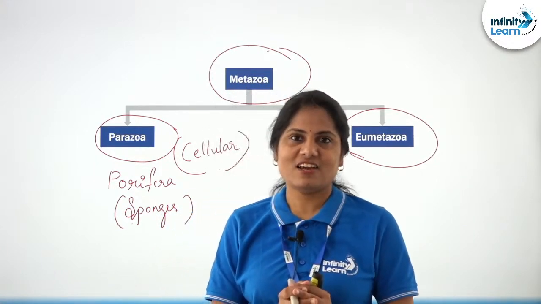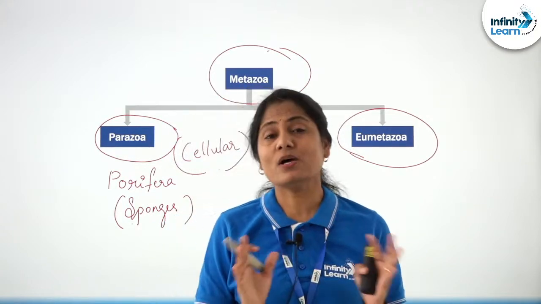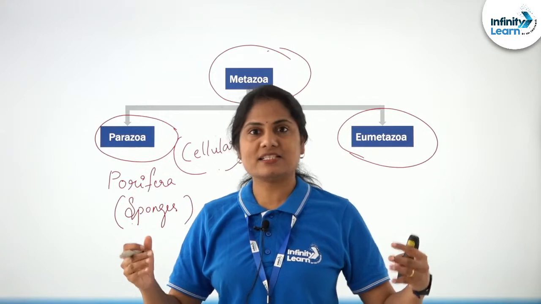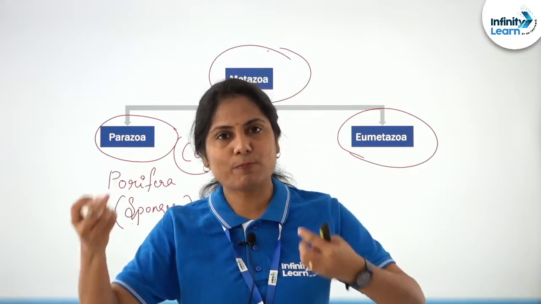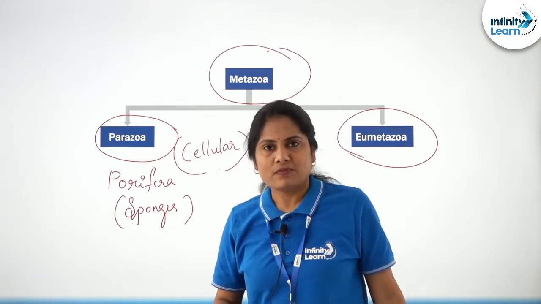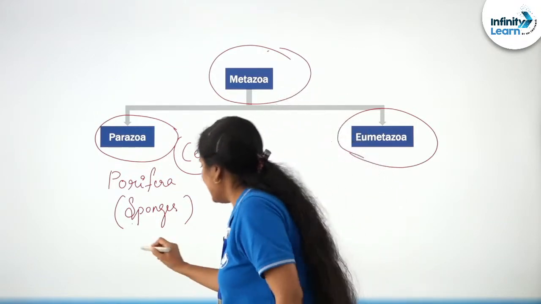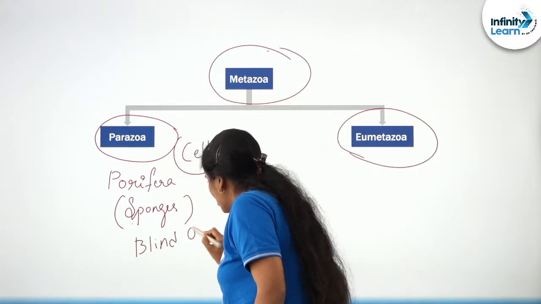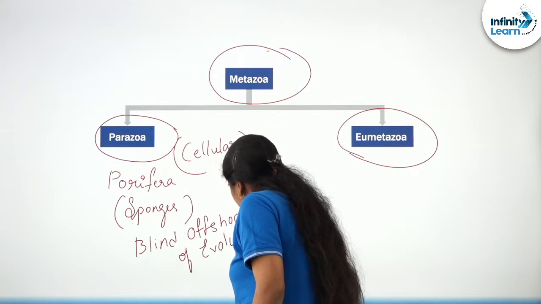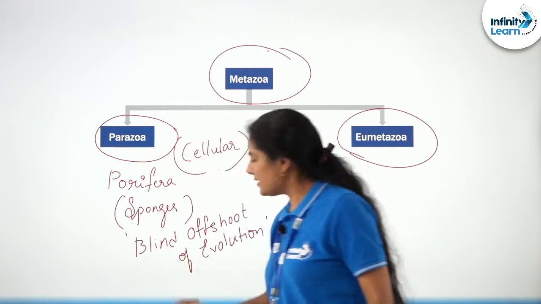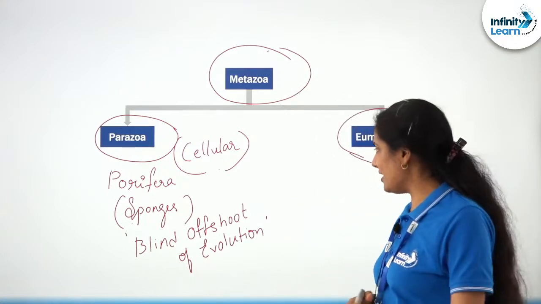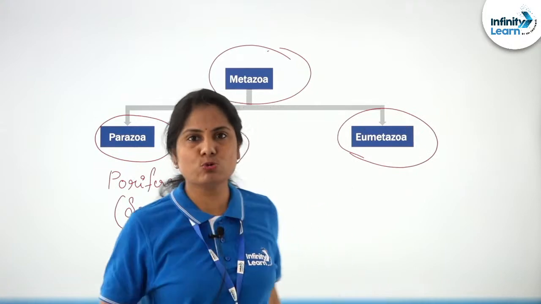There is no sensory or coordination system, right? There is no sensory or nervous system existing in these. Each of these cells exhibits a division of labor. Each of the cells is performing different functions, and this is the cellular level of organization exhibited by poriferans, and this is also given that nickname, very aptly, blind offshoot of evolution. Just with that title, you understand a lot about this phylum. That would be our next class in Animal Kingdom. Look out for L2 of Animal Kingdom, which will be the phylum Porifera. It is aptly called the blind offshoot of evolution.